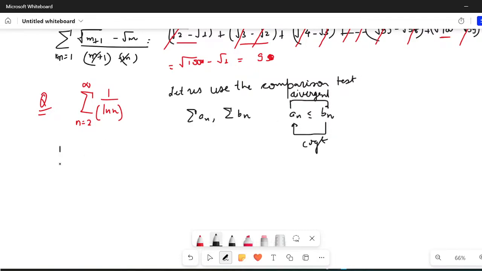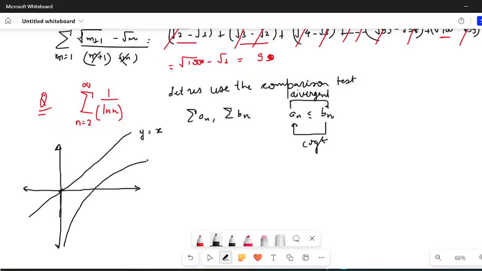Now let us make a little bit of a graph so that you will be able to follow it. See, this is your x, this is how y equals x, that is a linear graph, and this is how the graph y equals ln x behaves. Clearly you can see that ln x is always less than x.